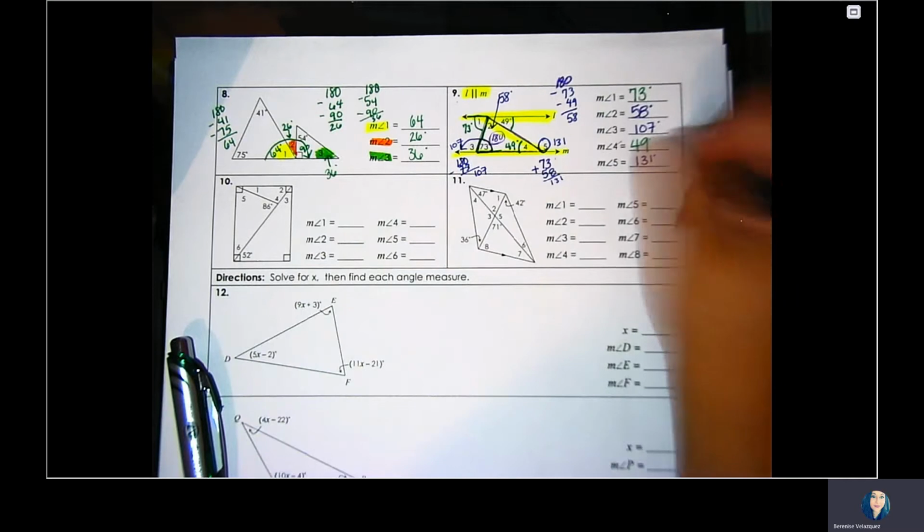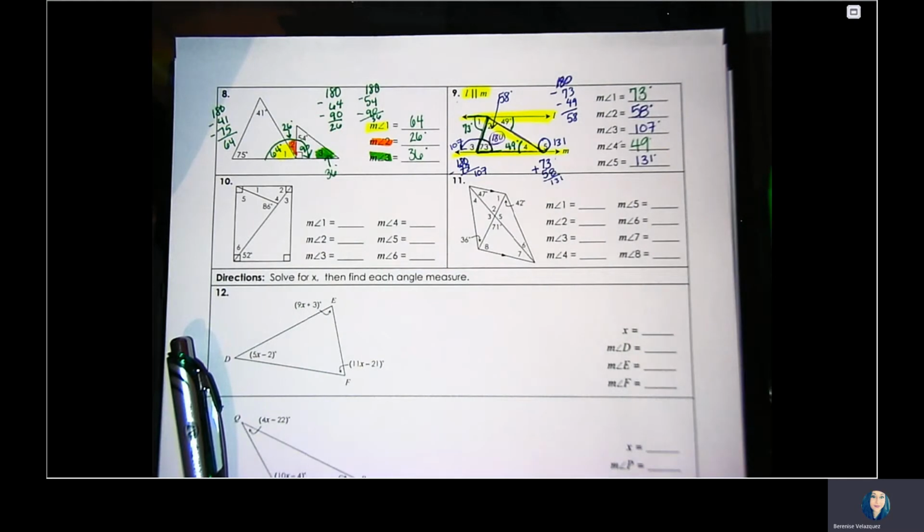Okay, so pretty messy, I know. Unfortunately, that's how they get, and that's how they'll be.